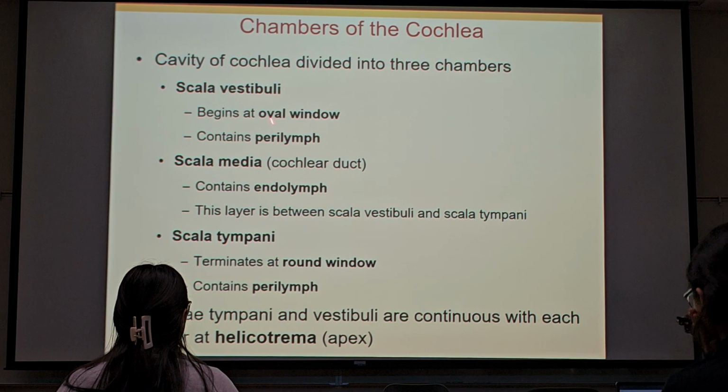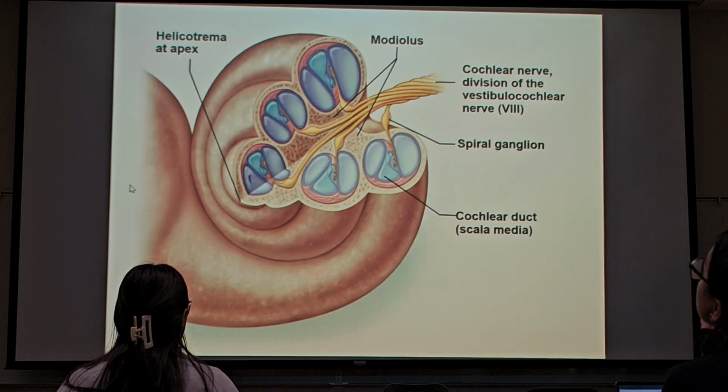Scala tympani and vestibuli are going to be continuous with each other. When we get to the apex, it's also called the helicotrema. You go into one and into the other. All right, let's understand where we're at, looking inside of the cochlea. Now look at these chambers.